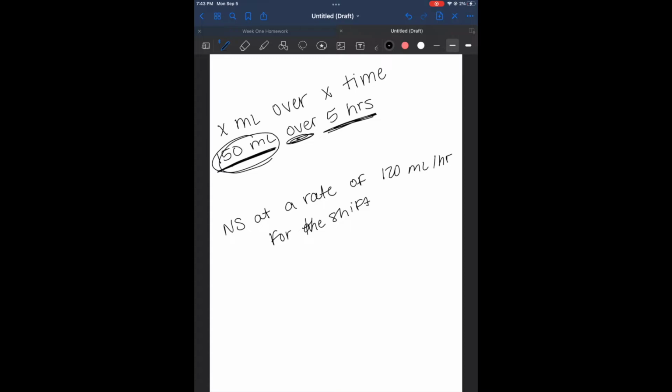Well, in this case, let's say our shift is 12 hours. Because it's 120 per hour, then we would times it by 12. So just kind of keep your eye out for those keywords. Over, you're just using this set volume. If it's milliliters per hour, then you need to times it by however long your shift is or the designated period of time.